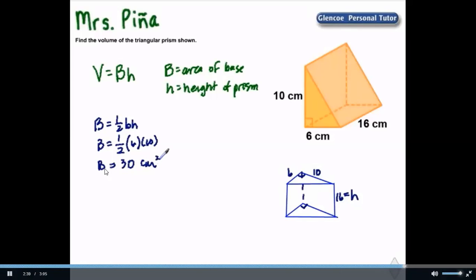Now that she knows the area of the base, she's going to use that in the formula along with the height of the prism to find the volume of the entire prism. So the volume of the prism is going to be the area of the base she found, that's 30, times the height, which is 16. So she's going to get 480. She's going to label it as centimeters cubed. All right, there's a couple of worked out examples. I'm going to do a couple for you. I'll be right back.